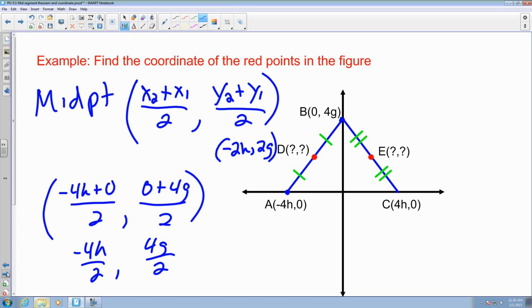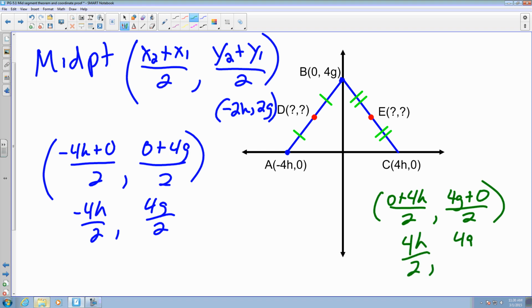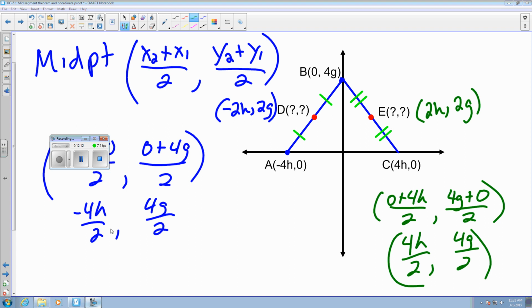And then looking at the next one, again, we're just going to use the midpoint formula to help us out. So this becomes 0 plus 4h divided by 2, comma, 4g plus 0 divided by 2. This becomes 4h divided by 2, comma, 4g divided by 2. I divide both by 2. Point E becomes 2h, comma, 2g. Okay? And that's being able to use the midsegment theorem and coordinate proof. Hope this helps. Until next time.